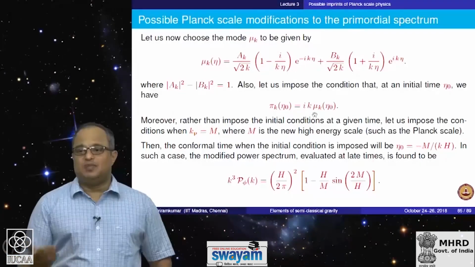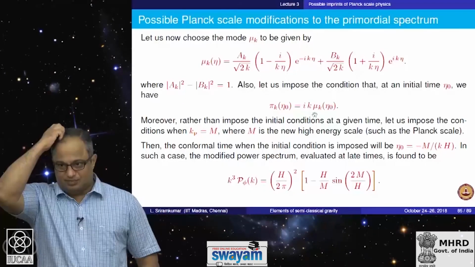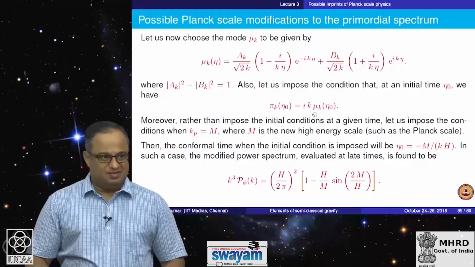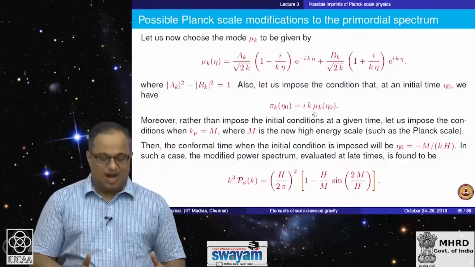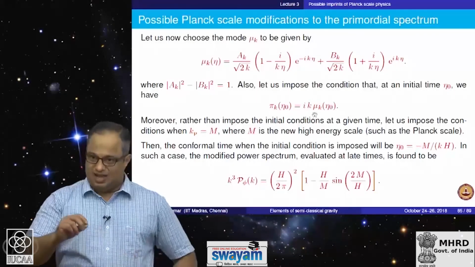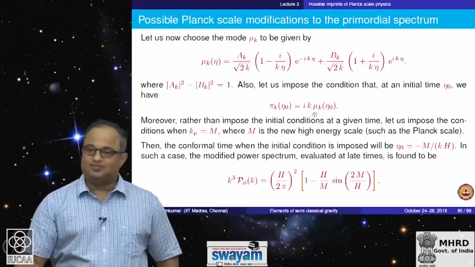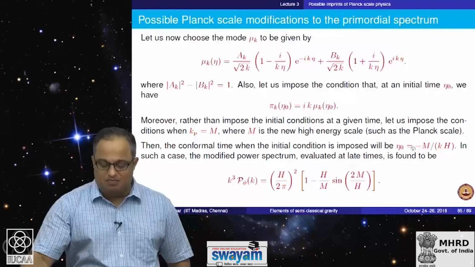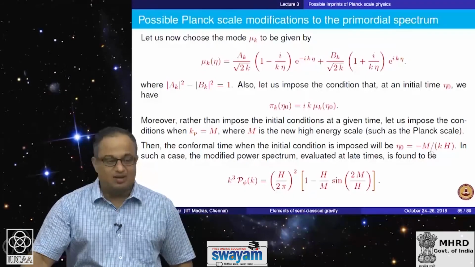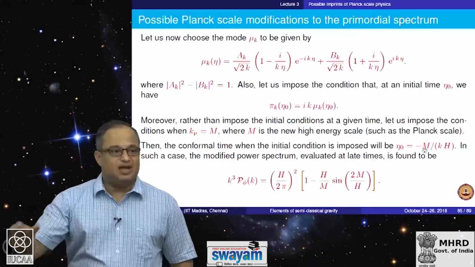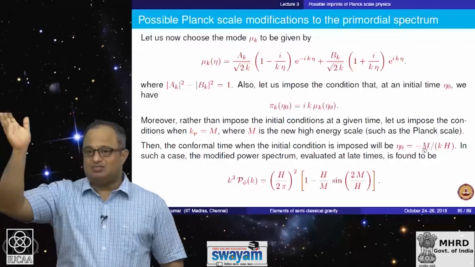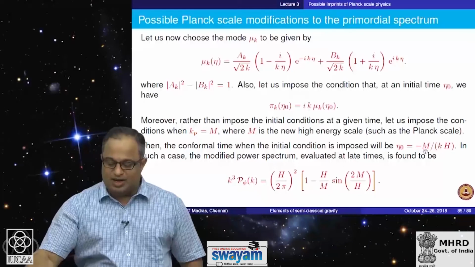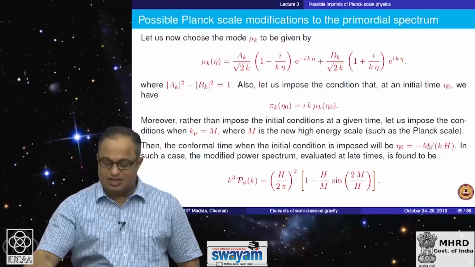This is one of the simplest conditions I can impose. In some sense, this satisfies the minimum uncertainty in mu and pi as they leave the Planck scale. And this was proposed, and as I said, it has to be imposed at a certain time where capital M is my new mass or energy scale.